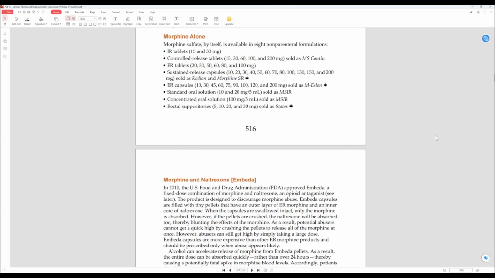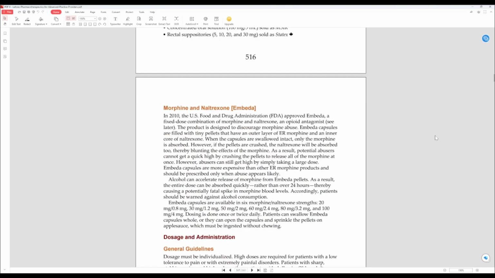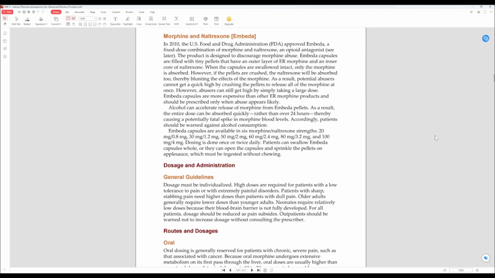So that brings us to our combination drugs, morphine and naltrexone, also known as Embeda. In 2010, the FDA approved Embeda, a fixed-dose combination of morphine and naltrexone, an opioid antagonist. The product was designed to discourage morphine abuse. Embeda capsules are filled with tiny pellets that have an outer layer of extended-release morphine and an inner core of naltrexone. When the capsules are swallowed intact, only the morphine is absorbed. However, if the pellets are crushed, the naltrexone will be absorbed too, thereby blunting the effects of the morphine.